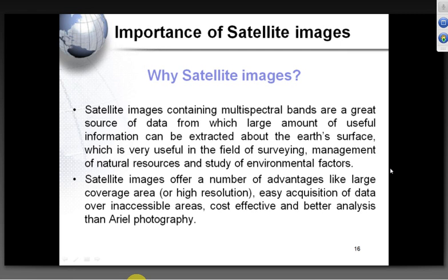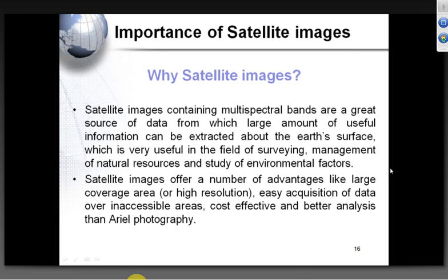Why satellite images? Why do we use satellite images? Because these images contain multispectral bands, which are used as a good source of data, because a large amount of useful information can be extracted from the Earth's surface. And that particular data can be useful in the field of surveying, management of natural resources, and study of environmental factors.